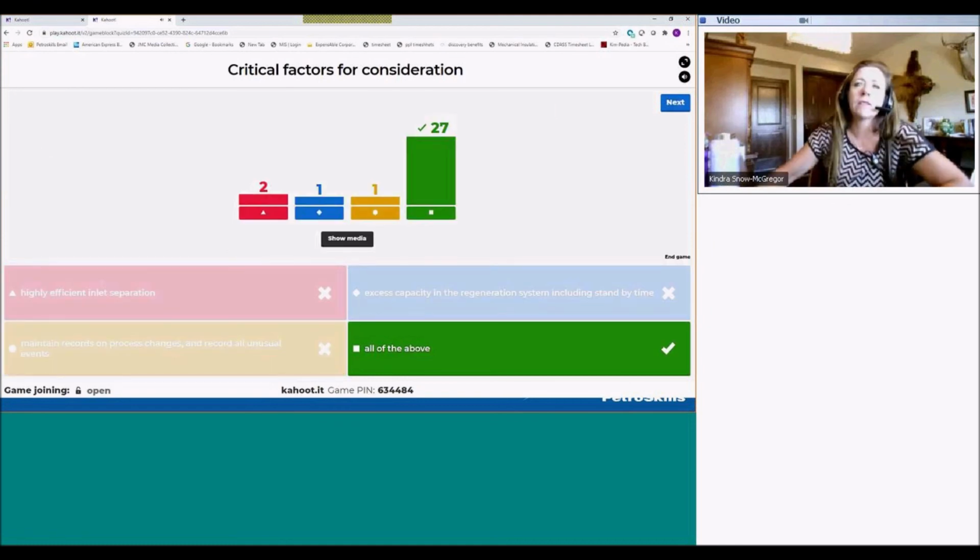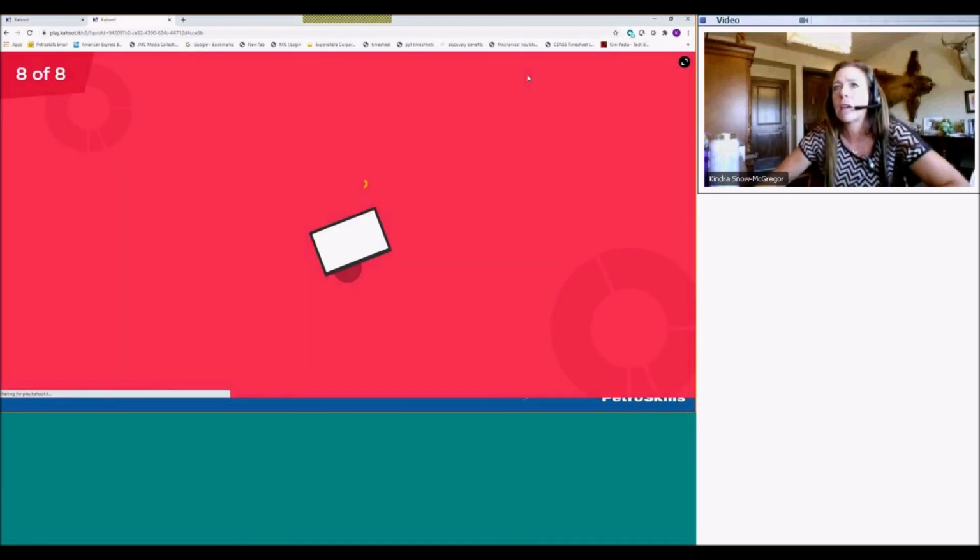All right, excellent job. So critical factors to consider: you have to be sure you have a really good inlet separation, so an adequately sized inlet filter coalescer or coalescing filter. You would like to have excess capacity in your regeneration system, including that standby time, because as Harvey mentioned, that's going to give you a lot of operational flexibility. In addition, you should always be maintaining your records on your process changes and record any unusual events. So nice job.